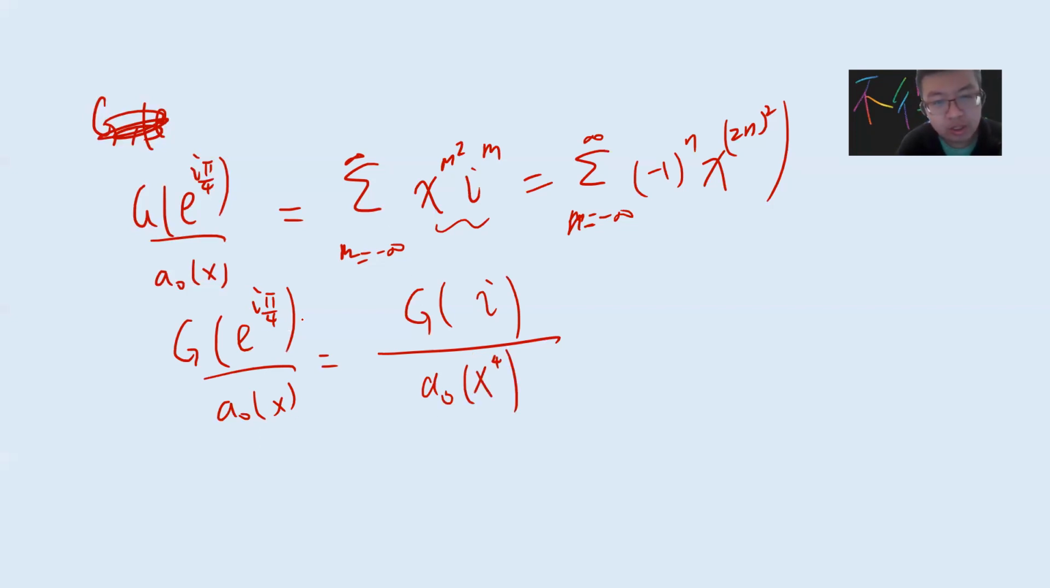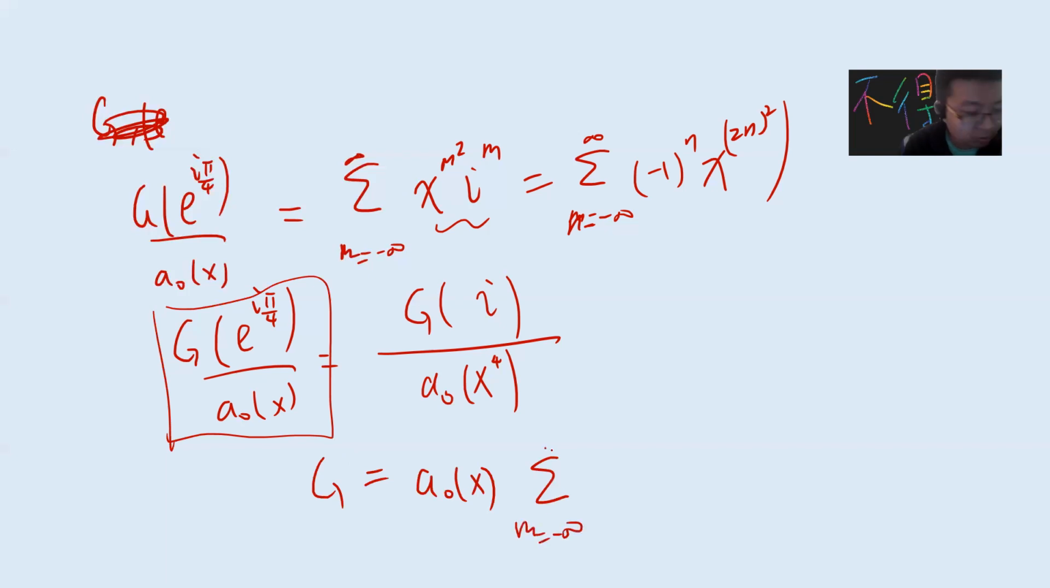Because now that means that, combining these, you see this, right? If you replace z by i, then you can just do x^4. The reason is that, remember, our g is a_0 of x times the summation over n from negative infinity to infinity of x^(m^2) z^m. So if I replace z to be i, then in order to compensate and make this expression still the same, I need to replace x with x^4. So I can just do this, because I will get an additional 4 term, and I just pull it out.